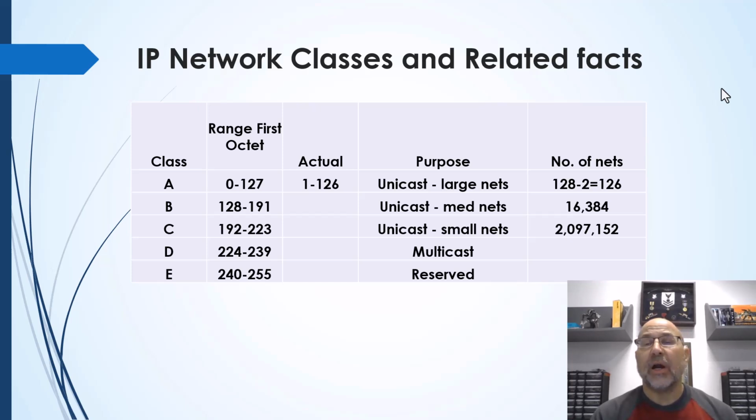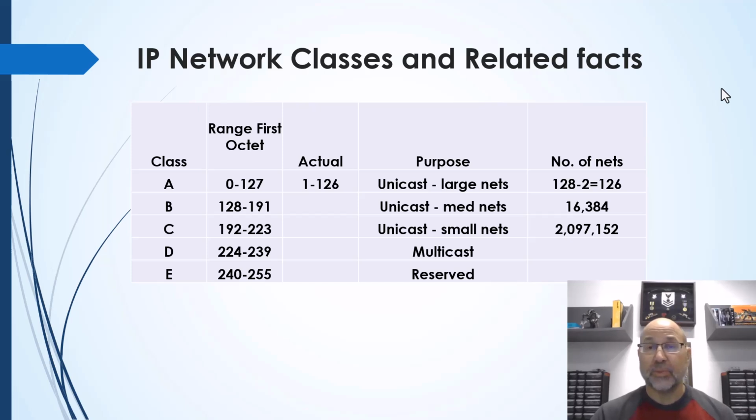Class Ds are multicast, so these are very special addresses. We use these destination addresses to reach a bunch of nodes, so it's a one-to-many relationship. And that's the range of 224 to 239. Class E is reserved, although we have the use of the all 255. So 255.255.255.255 is a special address as well.